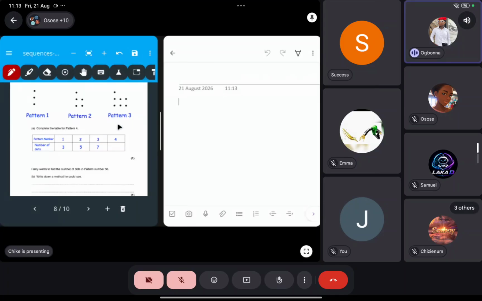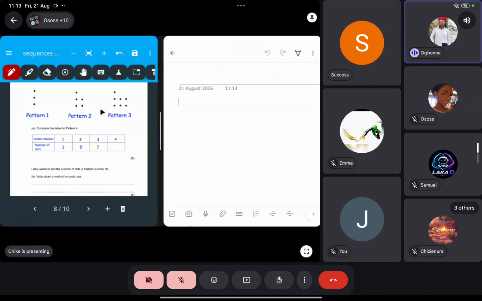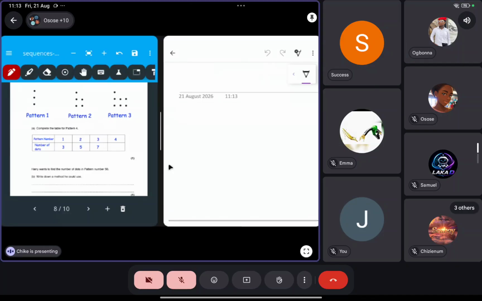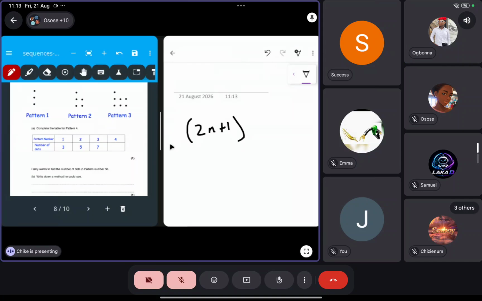2n minus 1. No, I'm talking of this pattern. I've moved to a new pattern. Yes, 2n minus 1. Okay. That is, wait. No, 2n plus 1, sorry. 2n plus 1. Now let's see.